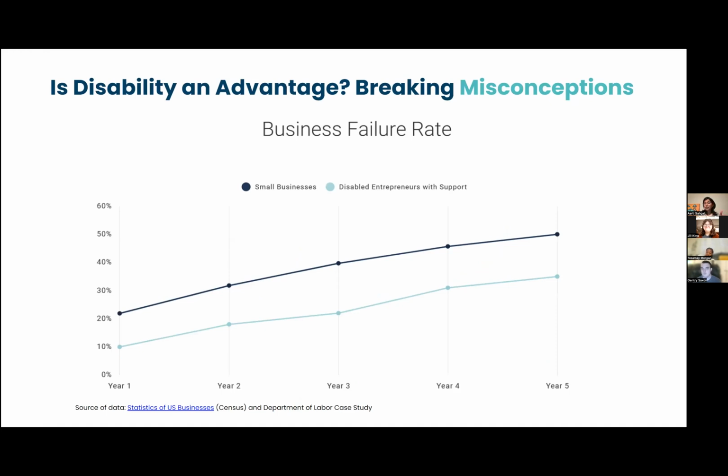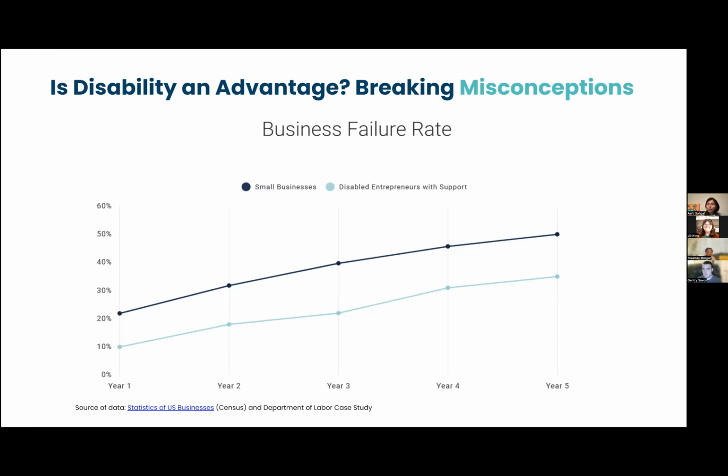A couple of years back, the Department of Labor had done a little research on disabled founders and non-disabled founders' businesses. And what we found is that for businesses run by non-disabled people, 20% of them are likely to fail in the first year, and by year 5, 50% of them are likely to fail.